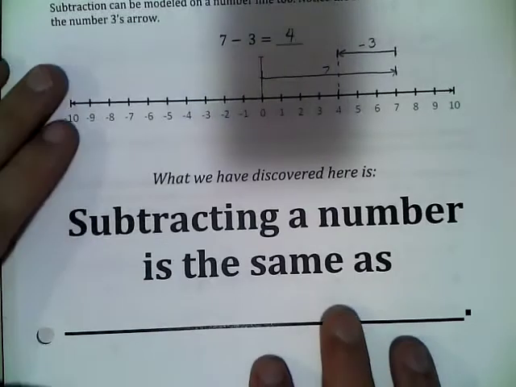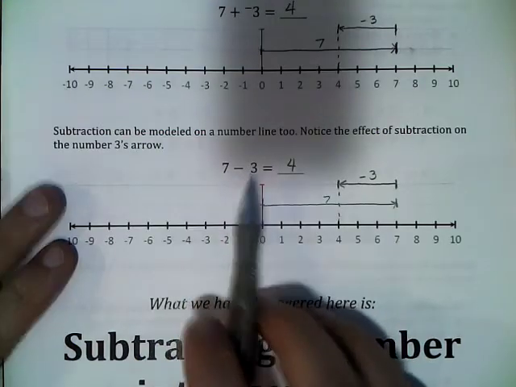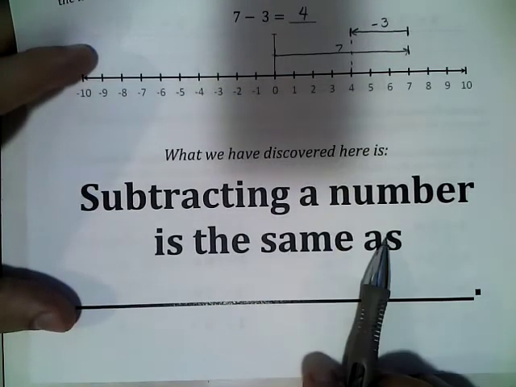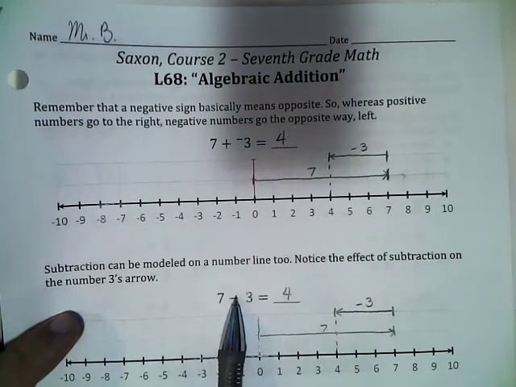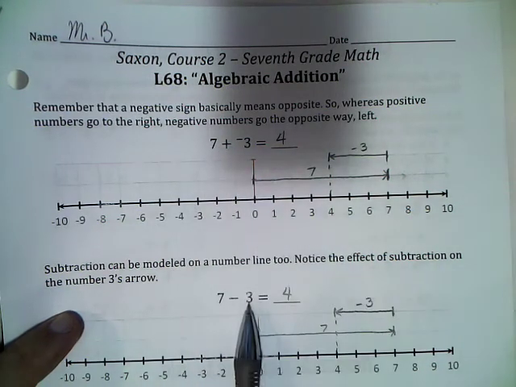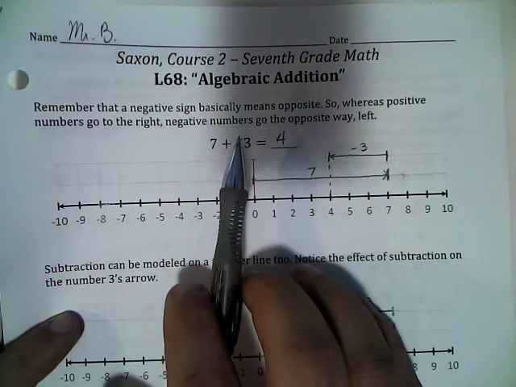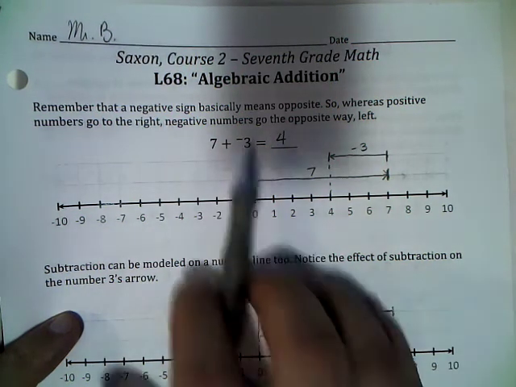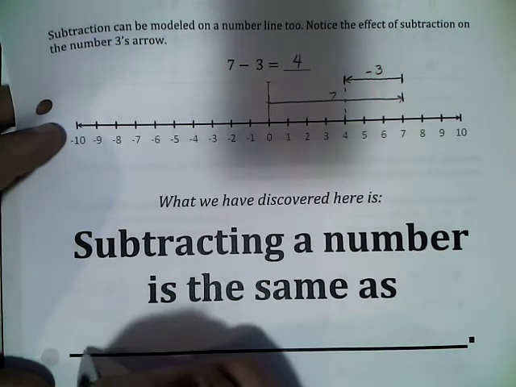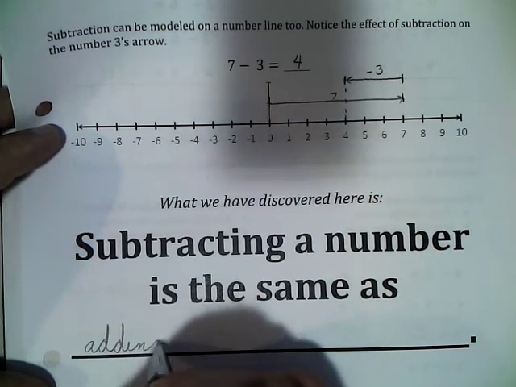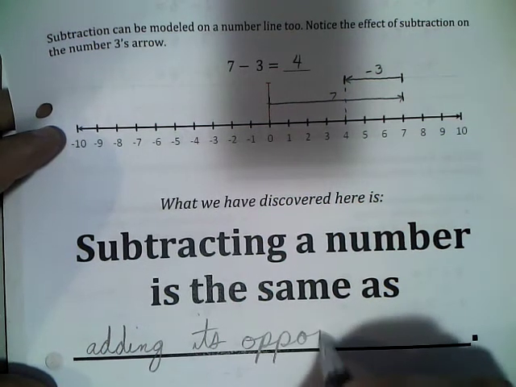So what we've discovered here is that subtracting a number, like subtracting 3, is the same as adding negative 3. So the subtraction can change to addition if the 3 turns into its opposite. So since this was positive, this became negative. So subtracting a number is the same as adding its opposite.